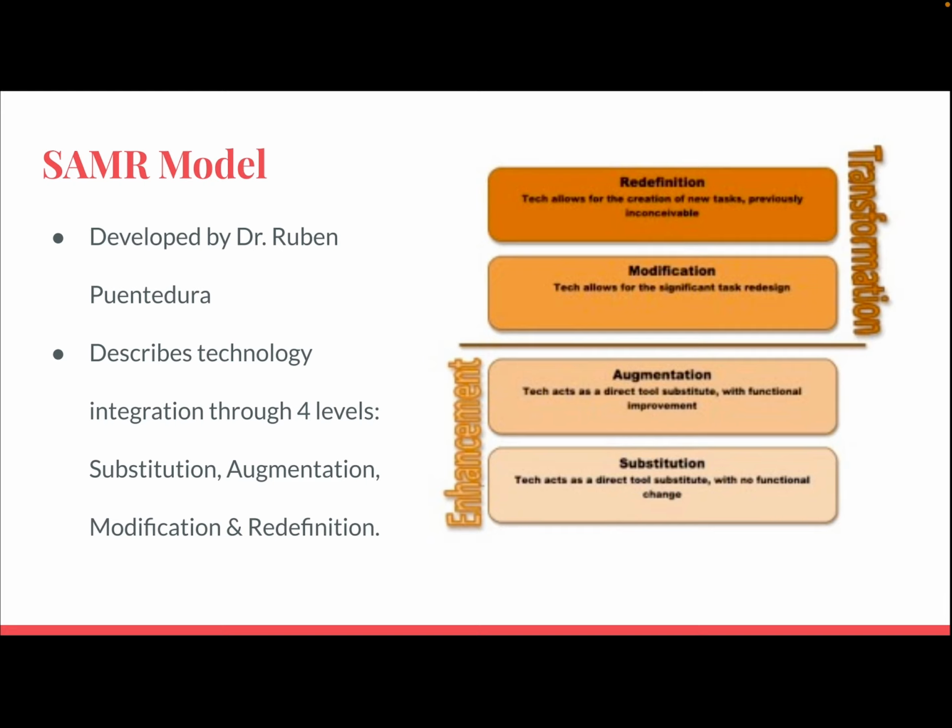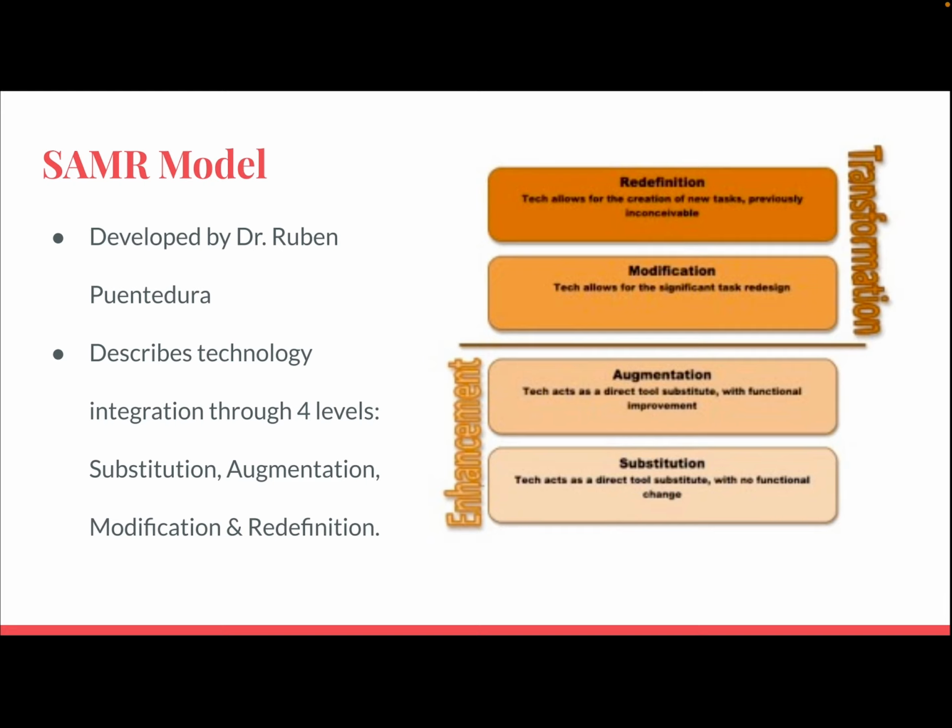The next model I'm going to talk about is the SAMR model. The SAMR model was developed by Dr. Ruben Puentedura. It describes technology integration through 4 levels: substitution, augmentation, modification, and redefinition.